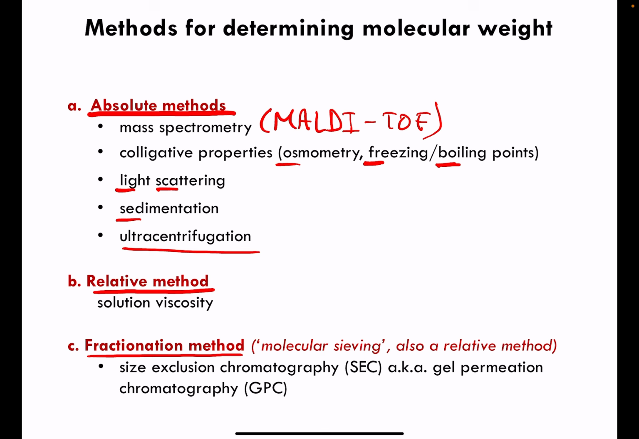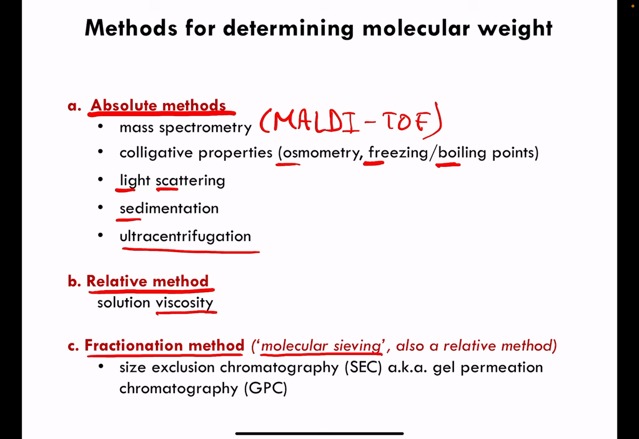Relative methods rely on standards, and the molecular weight of a polymer of interest can be related to profiles for those standards. So that is to say the molecular weights determined are relative to standards, and thus the idea of a relative molecular weight. Viscosity is a property that lends to relative molecular weight distribution and molecular weight determination in this category.